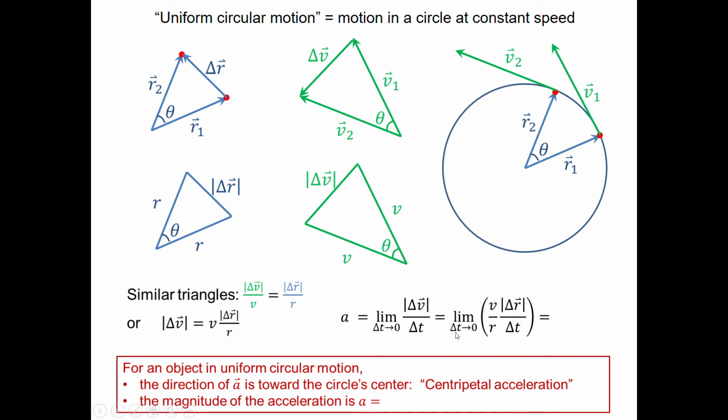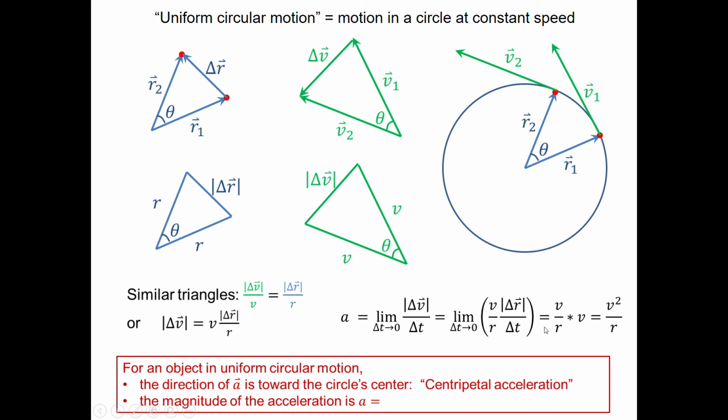Now we've got to consider that as delta t goes to 0, of course, V is the same everywhere on the circle, so it isn't affected by delta t, and R is the same at every location on the circle. Those don't change. So as delta t goes to 0, the thing that's going to change is magnitude of delta R over delta t. That just means how far you went divided by the amount of time that elapsed. And another name for that ratio is V. So we can rewrite this as delta t goes to 0, this part turns into a V, so I have V over R times V, or V squared over R.